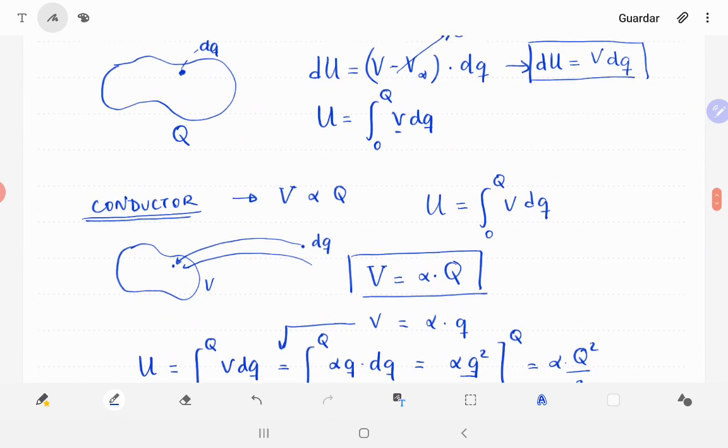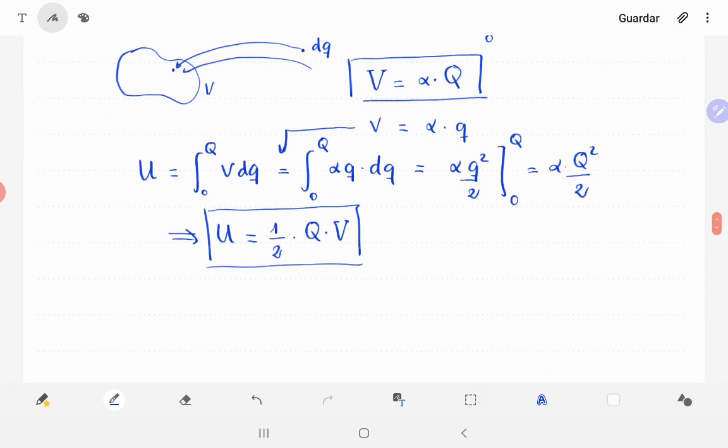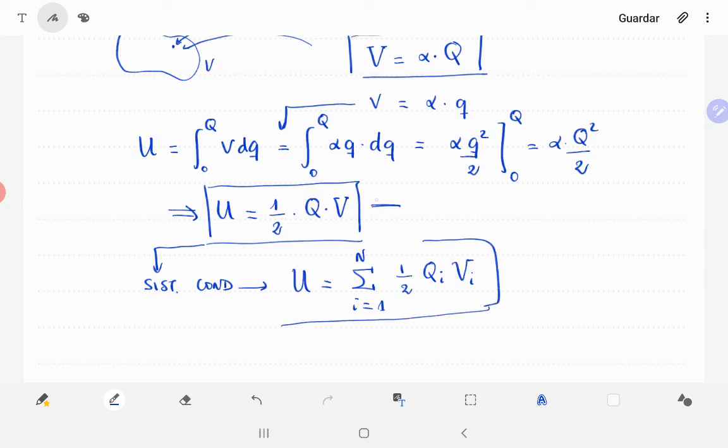Which is quite similar in a way to what we got with the system of point charges. And expanding that, for a system of conductors, the total electrostatic energy is going to be the addition from i equal 1 to n of 1 over 2, the charge of conductor i times the electric potential of conductor i, okay? We're going to use this quite a lot, mainly in capacitors.